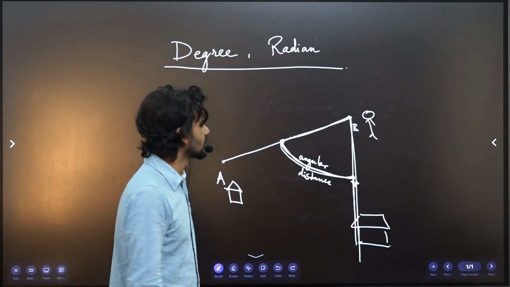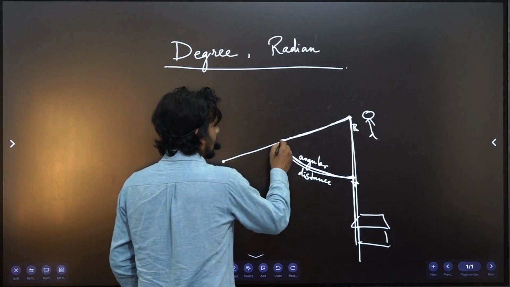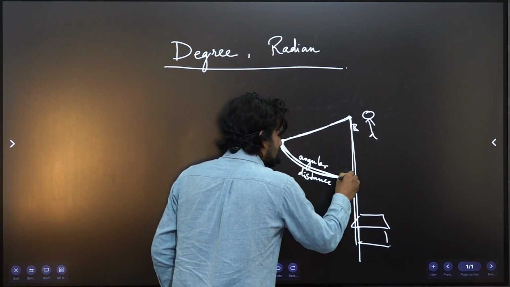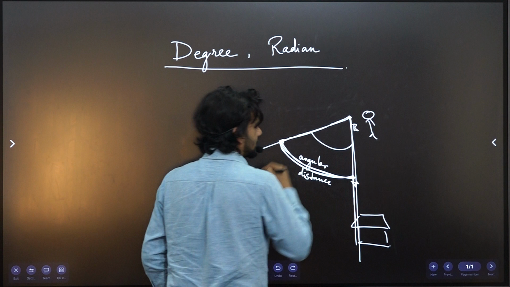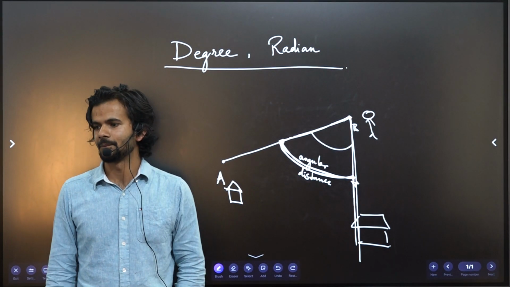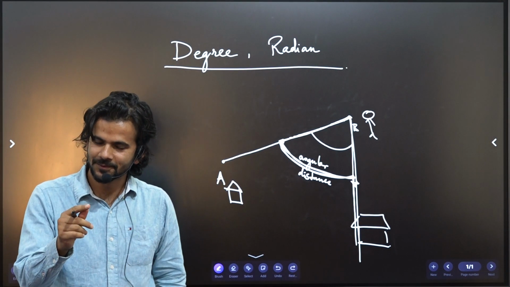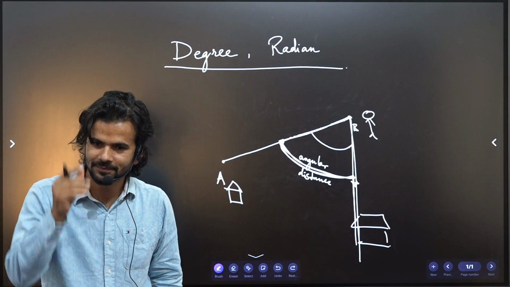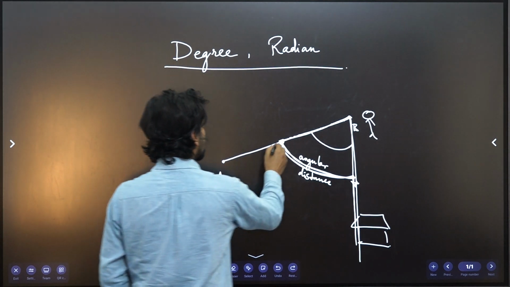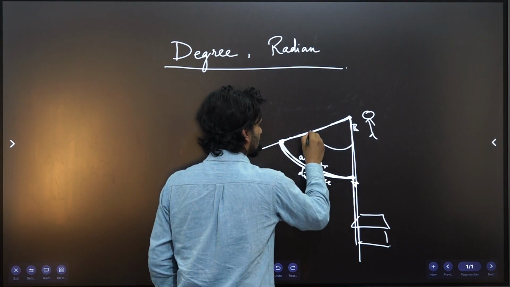How do we measure angles? Okay, let me ask you a question. Is this angle greater, or is this angle greater? Which angle is greater? Same. Why same? Why is it same? From here to here. From here to here.